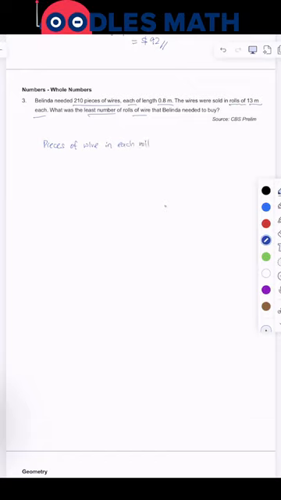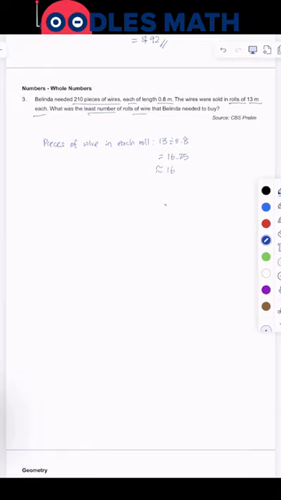Okay, so how do we do that? We will take 13 meters divided by 0.8. That will give us 16.25. How do we then decide? Can we have a piece that is of 0.25? No, we can't do that. So the pieces have to be in full 0.8. Okay, so in order to get that, we can at most get 16 pieces of length 0.8 each from one row of the wire.